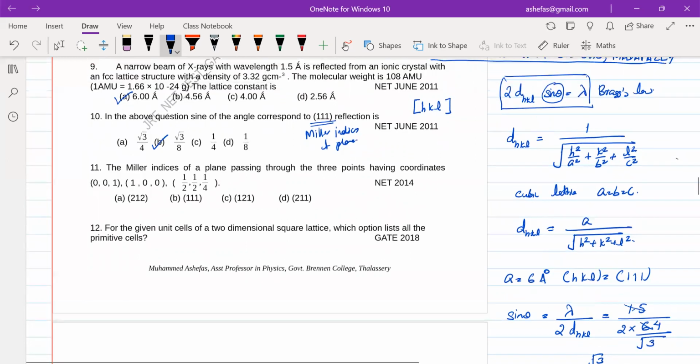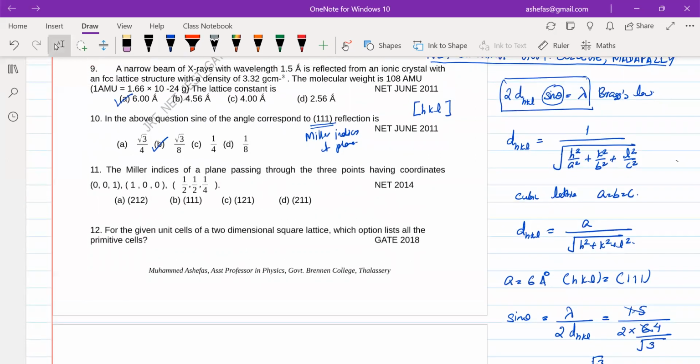Okay, so that's about question number 9 and 10. And the last question is question number 11. Question number 11 is actually to find the Miller indices of a plane. So for that we can remove all these things.